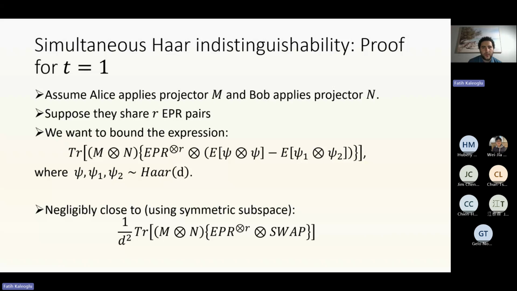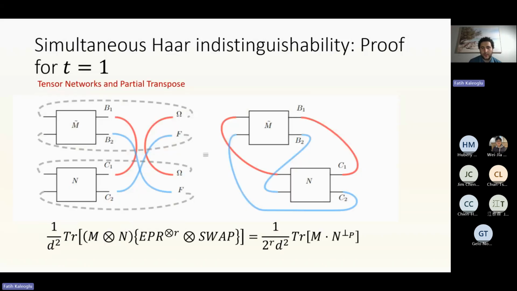And this, it turns out, is equal to 1/2^r D^2 times the trace of M times N partial transpose. There are two ways to verify this. One is just expanding it out, but it's hard to discover this expression that way. The way we discover this expression is using tensor networks.